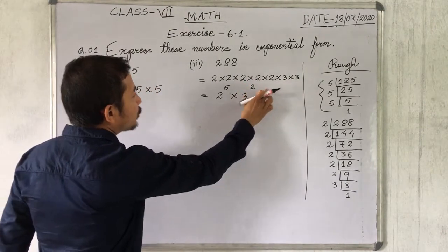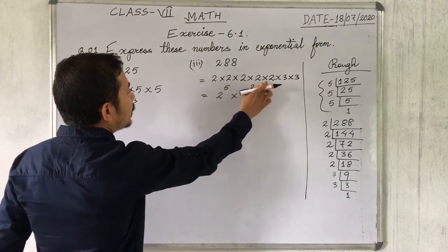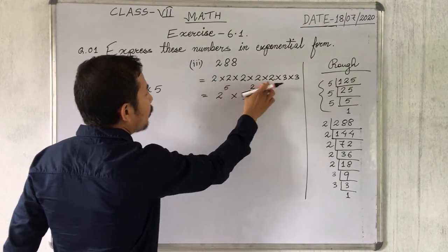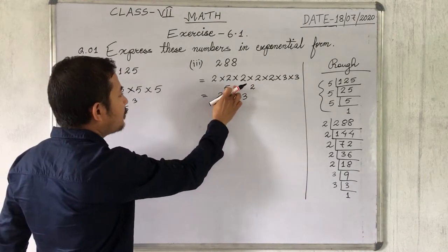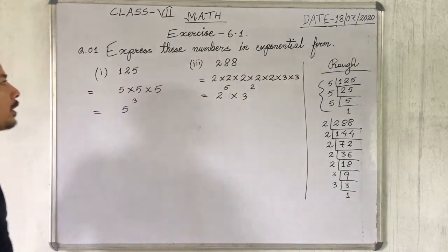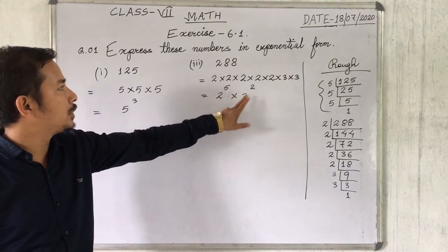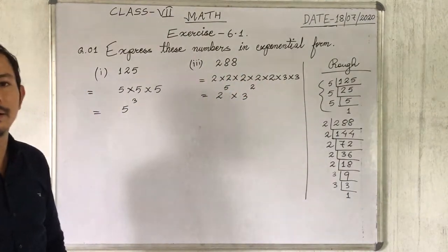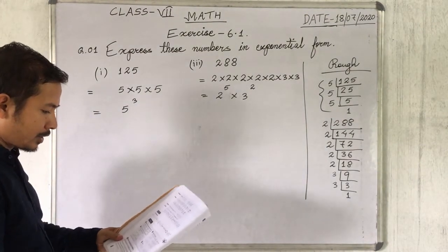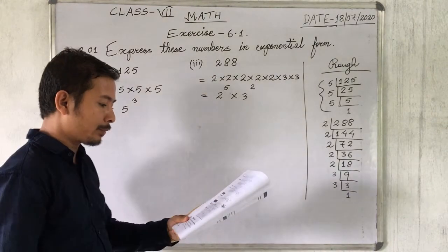3 square means 2 times multiplication of 3, and 2 to the power 5 means 5 times multiplication of 2. There are 5 twos, isn't it? 1, 2, 3, 4, 5. So 2 to the power 5 into 3 square is the exponential form of this number, number 3, 288. Understood? So there are many questions. In question number 1 and 3 I have done here. The rest of the questions you have to do yourself.